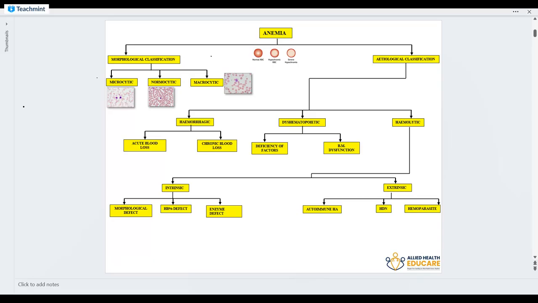There are different types of classification of anemia in terms of morphological classification and in terms of etiological classification. In morphological classification, there are three types: microcytic, normocytic, and macrocytic. On the other hand, etiological classification depicts three types: hemorrhagic, second one is dyshematopoietic, and third is hemolytic.